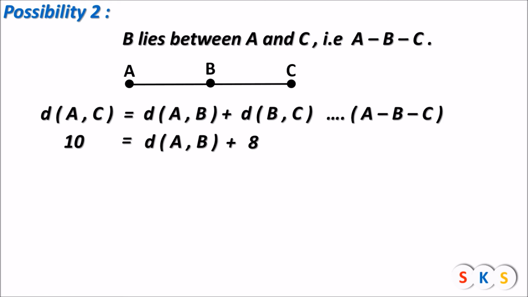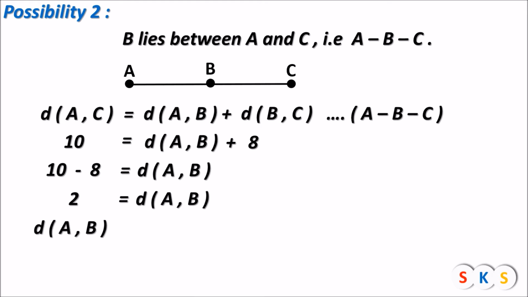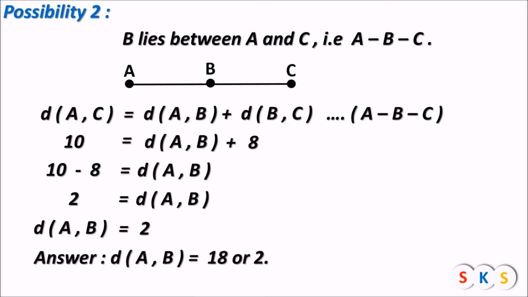Now we will shift plus 8 to that side of equal to. If we shift plus 8 from the right hand side to the left hand side of equal to, the sign will change. So we will get 10 minus 8 equals distance AB. Therefore distance AB equals 2. Therefore distance AB equals 18 or 2.